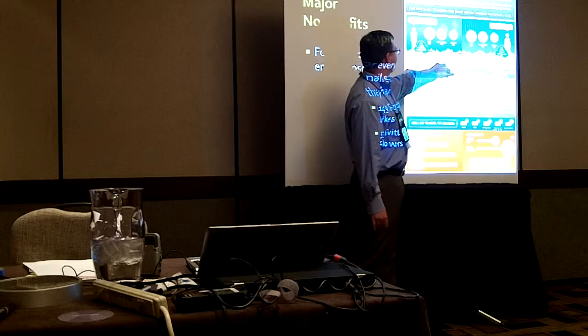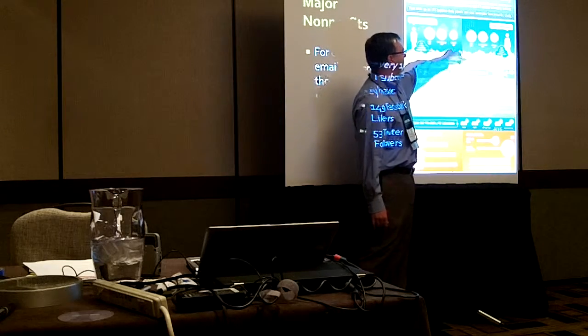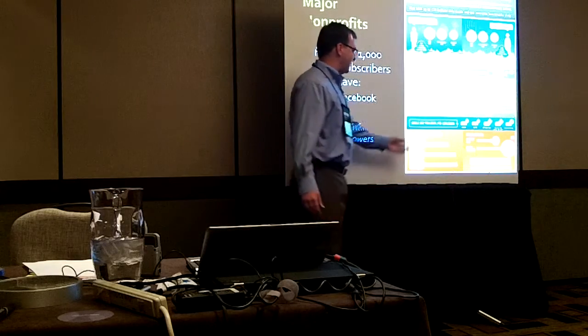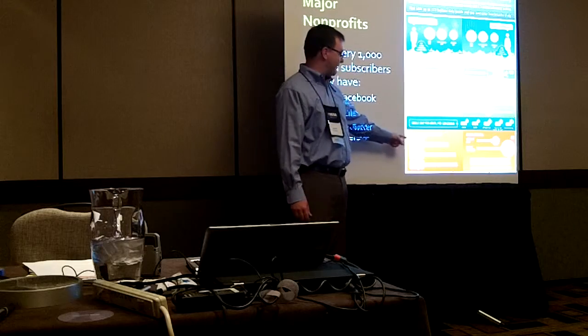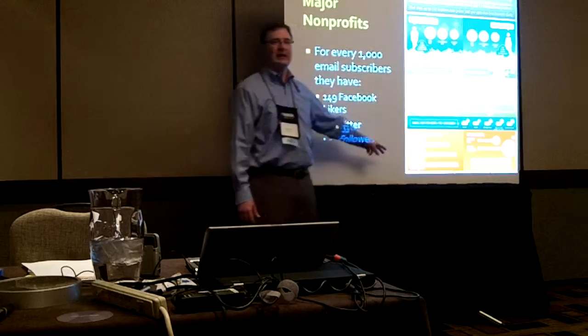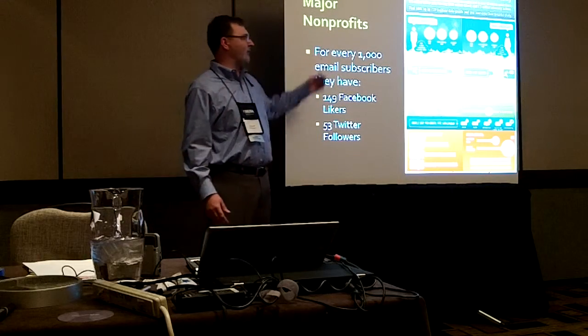And then less than one percent is how many people actually donate per email, right? They get more response from advocacy. But the key thing here is that for every 1,000 email subscribers, they have 149 Facebook fans and 53 Twitter followers. It's kind of the inverse, right? You'd think this would be a smaller number.